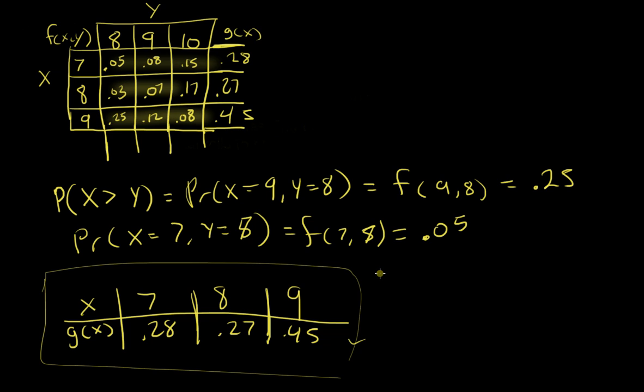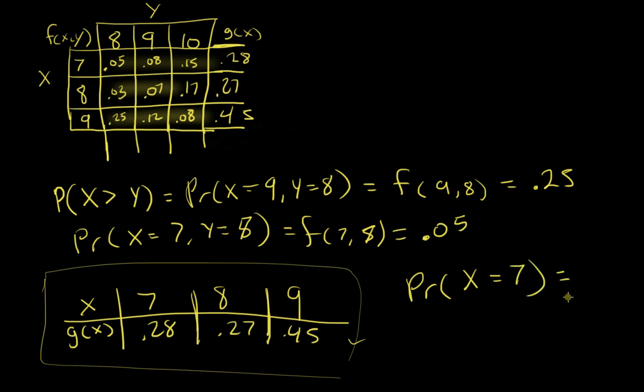All right, we should be able to calculate probabilities involving only x when we're provided with the joint probability distribution function, or probabilities involving only y when we're provided with the joint probability distribution function. So what about the probability x equals 7?